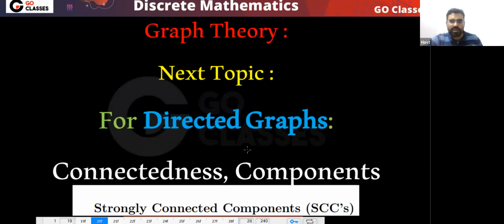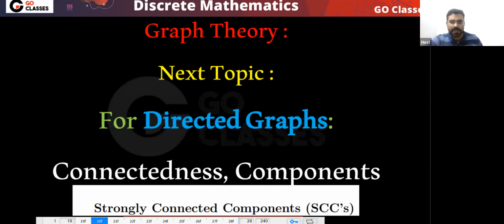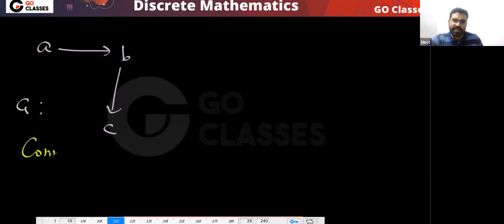For directed graph, what is connected and what is a component? How to define this? For directed graph, this is very different. If I give you this directed graph, A, B, C, consider this graph. What do you think? Is this graph connected? Please think about it.